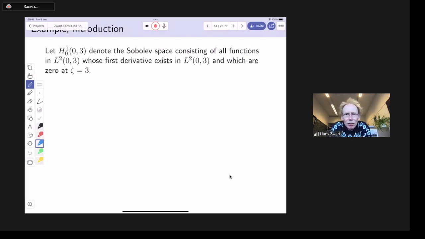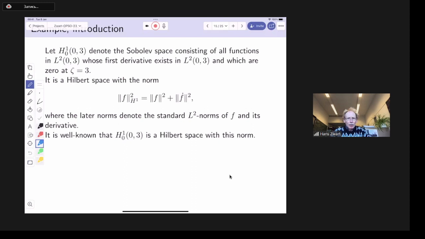I can go slowly through the example because I have time enough. I just introduce the Sobolev space on the interval 0, 3, which is 0 at the right-hand side. Sobolev spaces are all L2 functions for which the derivative exists in L2. And it's a Hilbert space, with the standard norm: you take the L2 norm of the function, and you take the L2 norm of the derivative. And this is a Hilbert space. So the only thing is the 0 here, that at the right-hand side, it is 0. It's just my notation.